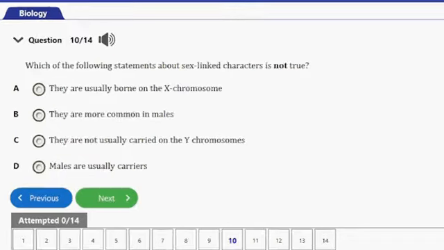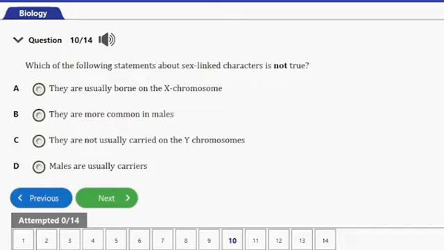So let's consider the next question, question number 10 here. It says, which of the following statements about sex-linked characters is not true? A, they are usually born on the X chromosome. B, they are more common in males. C, they are not usually carried on the Y chromosome. D, males are usually carriers. So guys, the answer to this question is option D. The statement about sex-linked characters that is not true is that males are usually carriers.